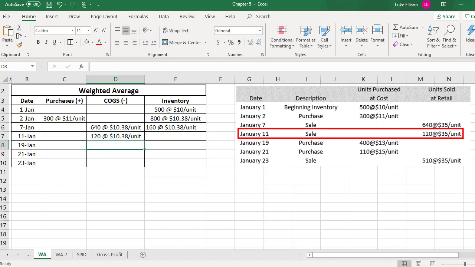Now for our inventory column. Remember, cost of goods sold is minus, so we take the 160 units in inventory minus the 120 units sold to get 40 units in inventory.